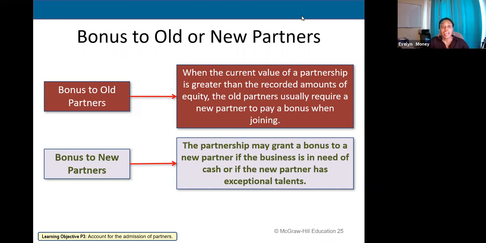In that situation, LeBron James and Michael Jordan are the old partners. And as a new partner coming in, I'm paying a bonus to them.